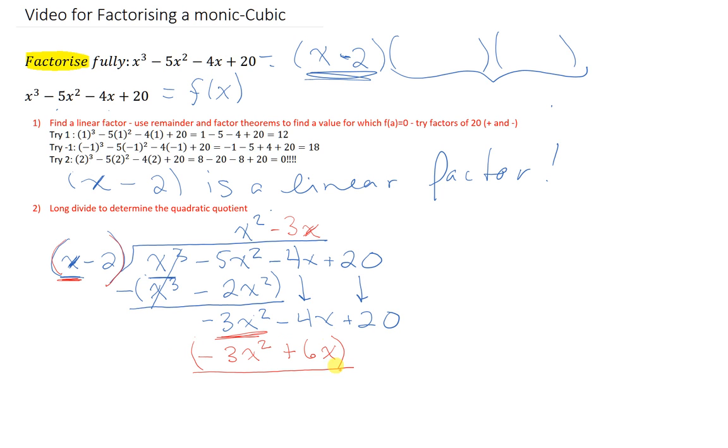Again, don't forget your brackets when you're subtracting. Negative 3x squared minus negative 3x squared. Well, that just gives me 0. Negative 4x minus 6x is negative 10x. And carrying down the plus 20. Now this is where we cross our fingers a little bit and hope we haven't made any silly mistakes. X times negative 10 gives me negative 10x. Negative 10 times negative 2 is plus 20. Whew, I was really hoping I got a remainder of 0, which I did, so that we have factorized correctly.